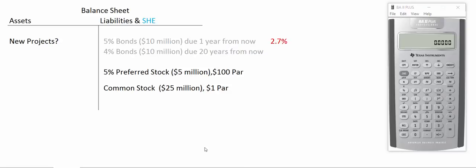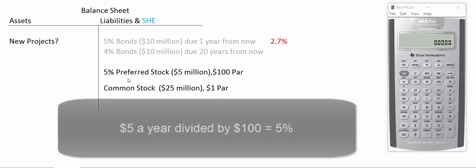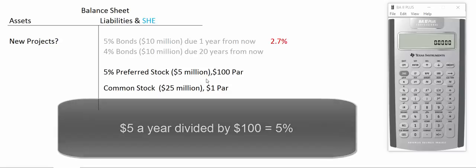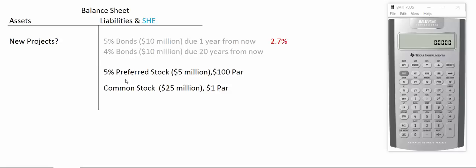Okay, now let's turn our attention to the preferred stock. Evidently, when we sold this preferred stock, people thought a 5% return was a fair return on their investment. But that may have been 15 years ago, may have been 15 months ago. We don't know what kind of return they would require today. But we know that they're getting $5 a year for every share they buy. Let's find out what they're selling for.